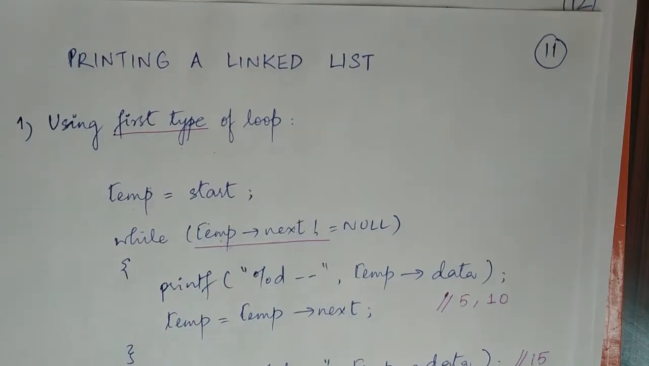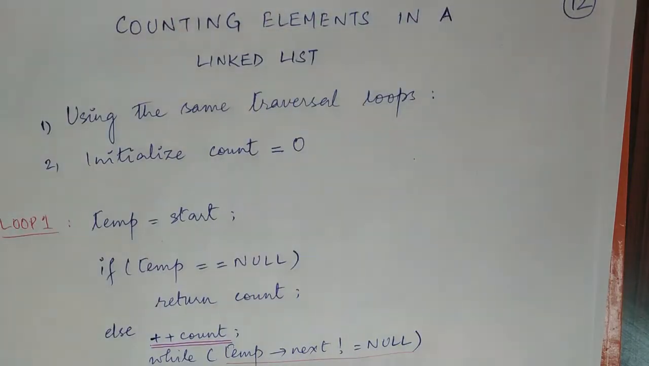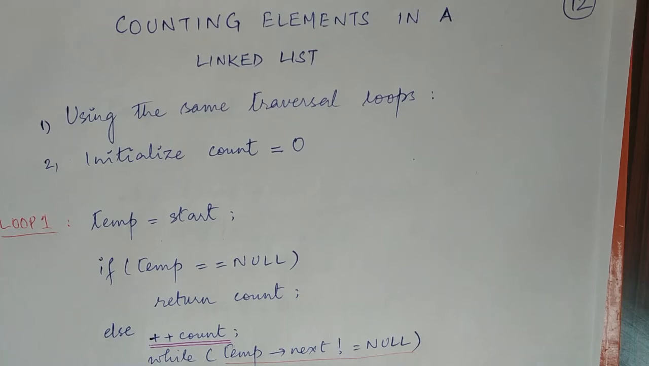Okay, so this is your printing a linked list. Next, what we have to do is count the number of elements in a linked list. So again, we are going to use the same loop. The traversal loop for linked list is same. What we need to modify is what we are doing inside the loop.